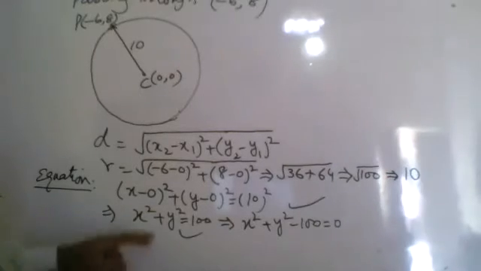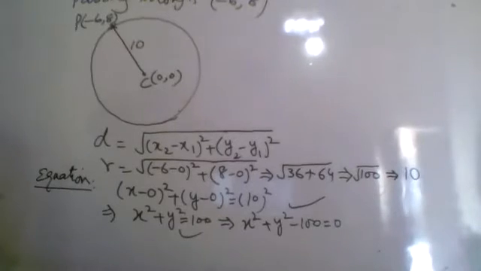So we found the equation x square plus y square is equal to 100 or x square plus y square minus 100 equal to 0.